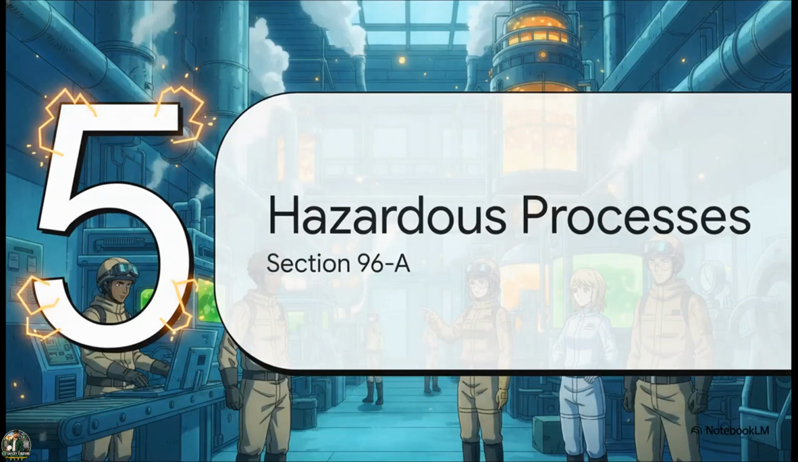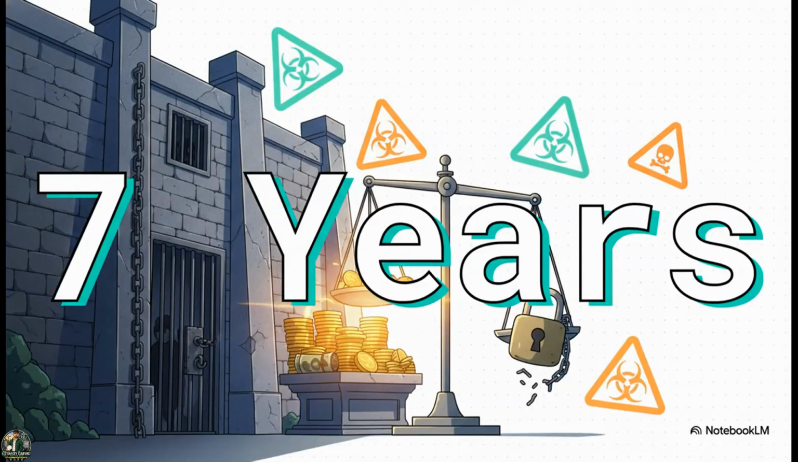Finally, we reach Section 5, Penalties for Hazardous Processes under Section 96A. This is the absolute climax of the penalties in this chapter. It deals with the contravention of Sections 41B, 41C, and 41H, which strictly govern hazardous processes. Failing to comply here carries a massive, severe penalty of up to 7 years of imprisonment and a fine extending up to 2 lakh rupees.